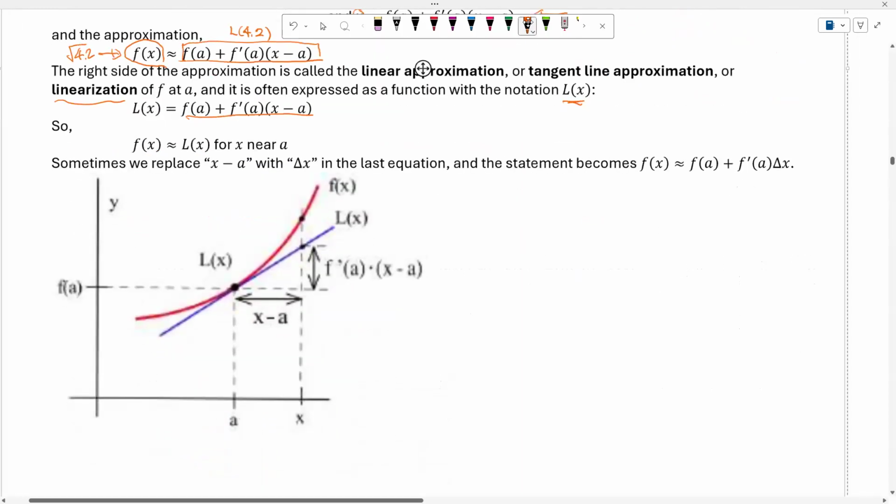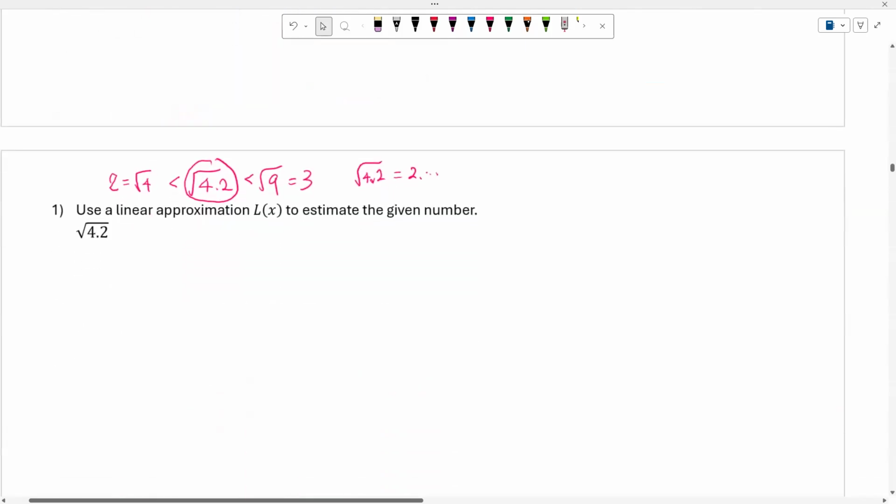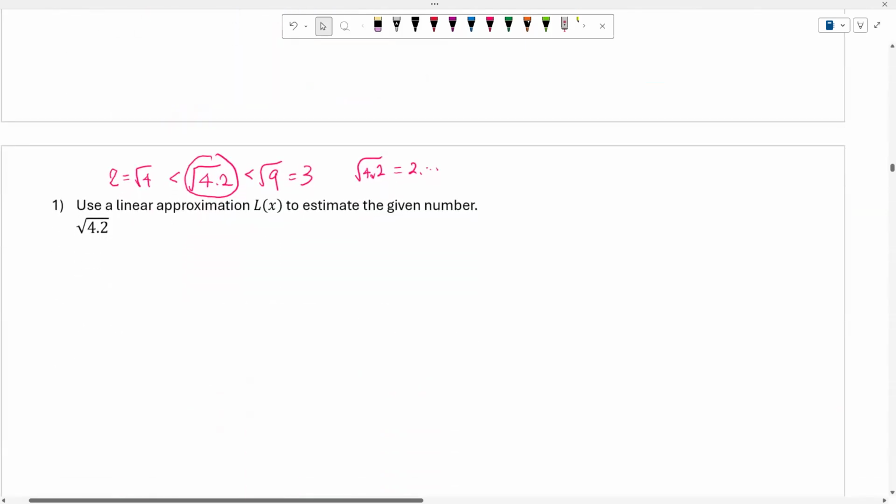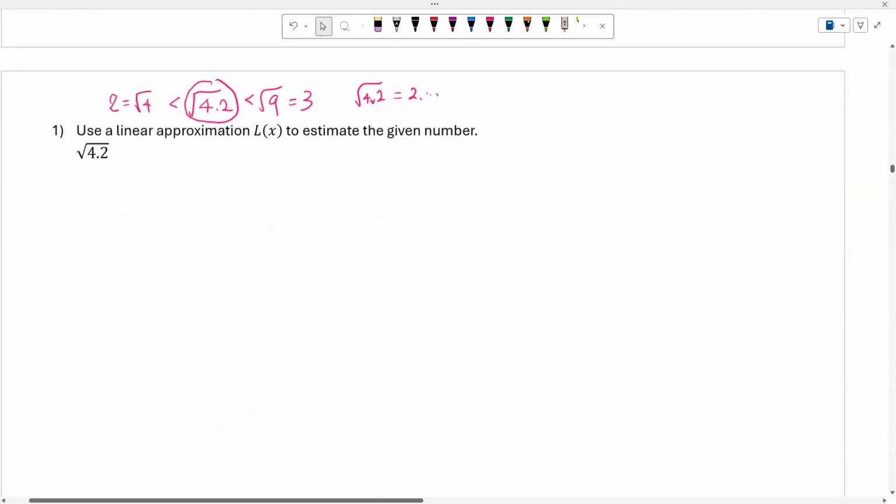Sometimes we would like to replace x minus a with delta x. This will be the delta x that we have here in the last equation. So the statement becomes f of x is approximately equal to f of a plus f prime of a times delta x. Now let's see how we actually work out the problem, using the linear approximation L of x to estimate the square root of 4.2.